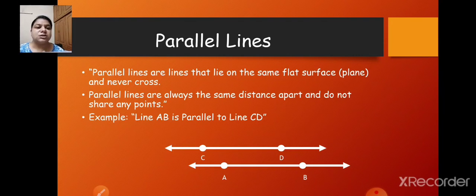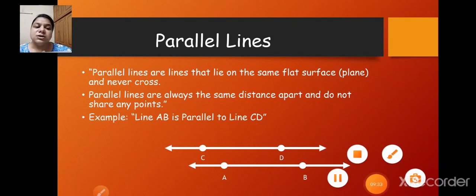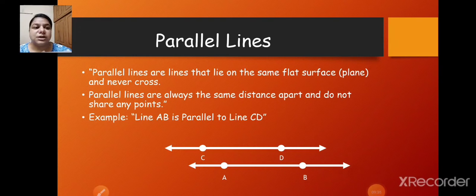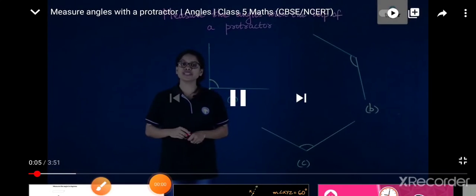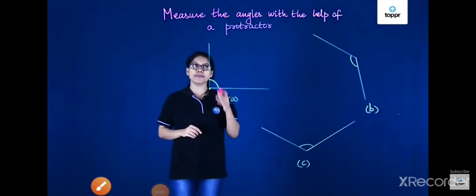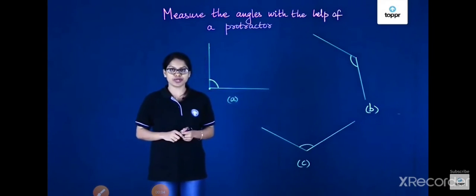So students, now we will learn how to measure angles using the protractor. All of you must have a protractor in your geometry box. So we will learn how to measure angles with the help of a protractor. Hello students, in today's class we're going to learn how to measure angles with the help of a protractor.